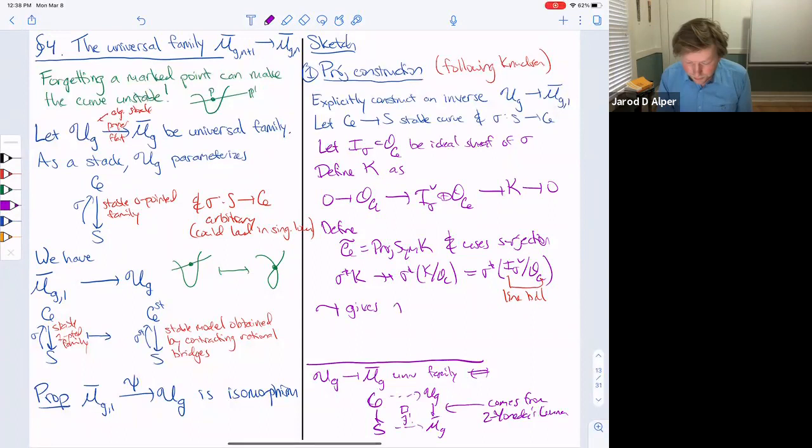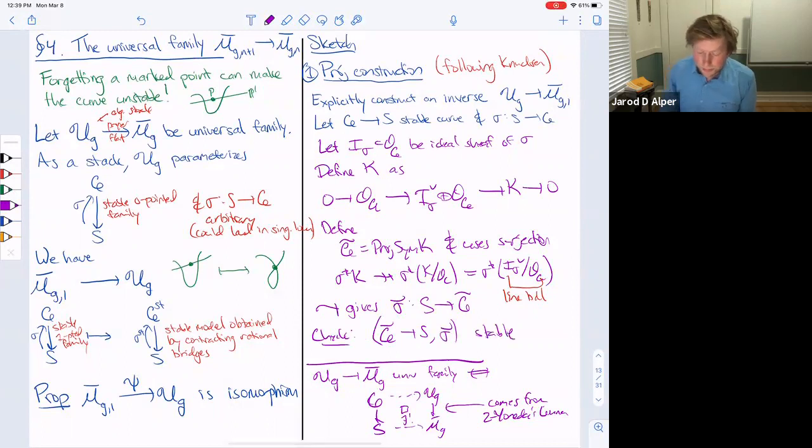And so that this gives a section S. By using the universal property of maps to Proj, you get a section S to C tilde. Then what you need to check is that C tilde to S, with this section sigma, is the desired one-pointed stable family. There are a lot of details here, and I haven't followed them all myself. You can check in Knudsen's paper, but I'd like to give a more conceptual argument for this. But maybe let me pause for a second.